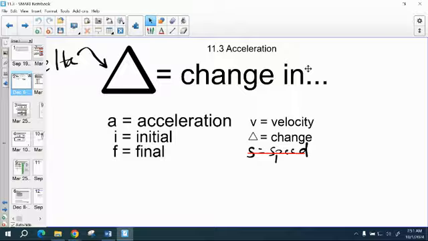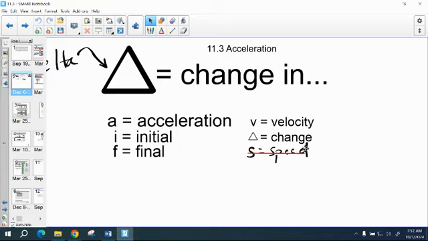If I say delta X, that means change in position. If I say delta V, that means change in velocity. So whenever you see this triangle, we're referring to change. Now we've talked about speed, but now we're going to dive into velocity and acceleration. Remember that speed is just a magnitude, and that everything else is a vector.